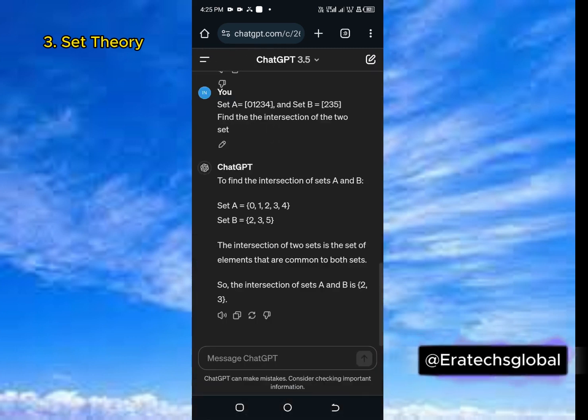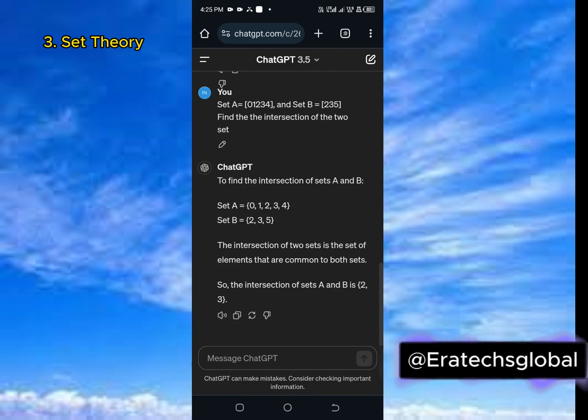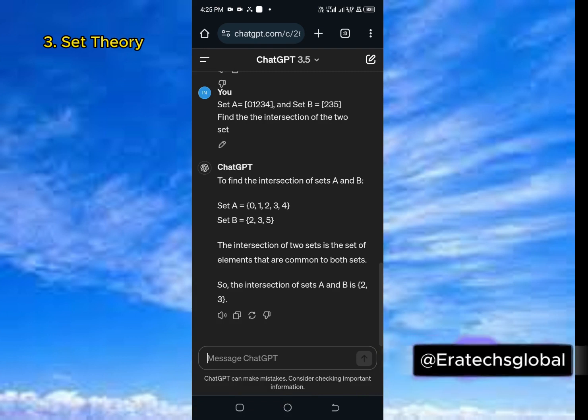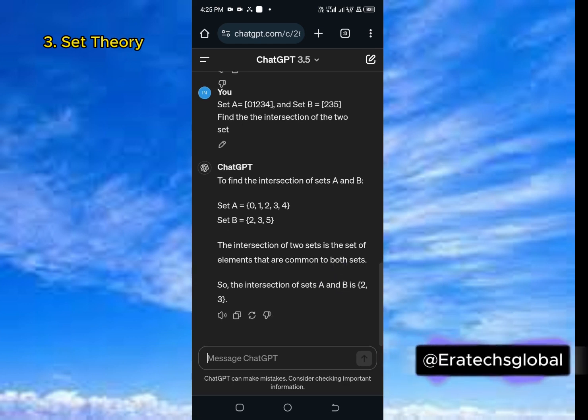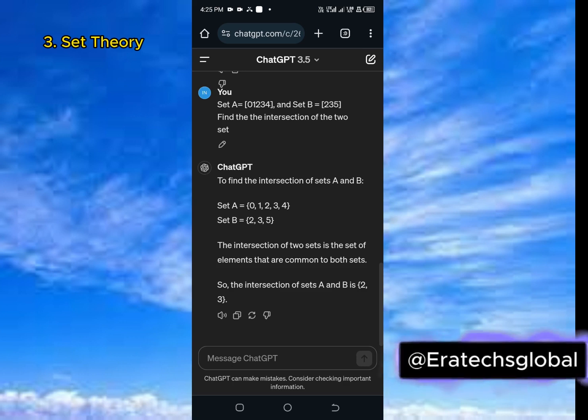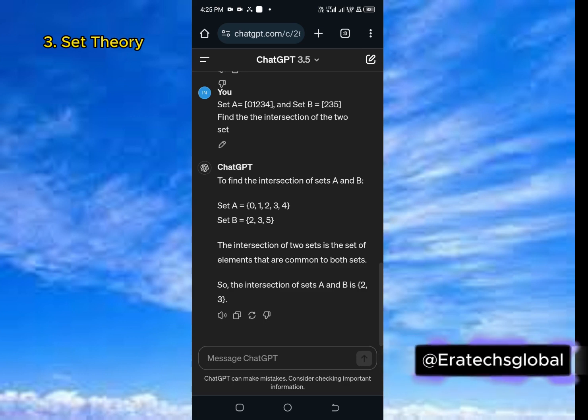Look at that. To find the intersection of set A and B, set A equals like this. Have you seen how ChatGPT rearranged it in a way that is very accurate with commas? All right, that is how it should be. Set B equals 2, 3, and 5. Now the intersection of both sets is the set of elements that are common to both sets. That's how sets work. So the intersection of set A and B is {2, 3}. When you look carefully, we have 2 in set A and we have 3 in set A, and we also have 2 and 3 in set B.